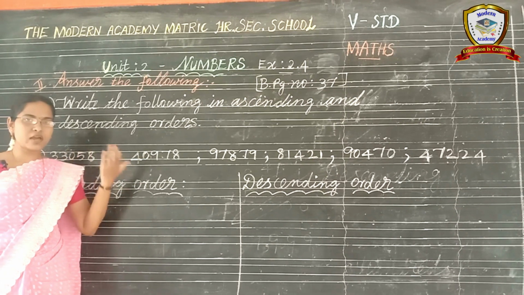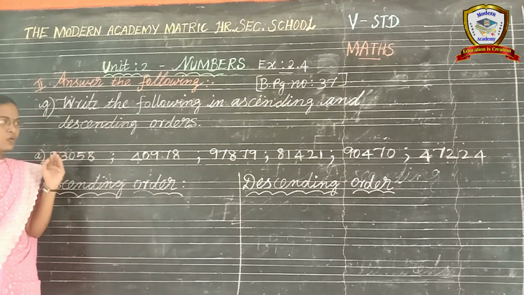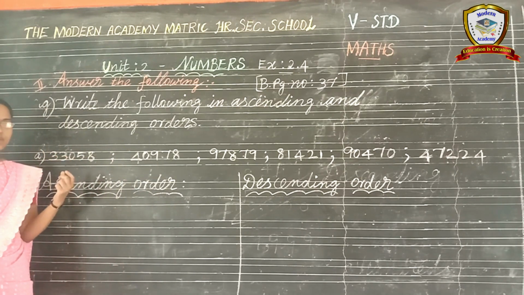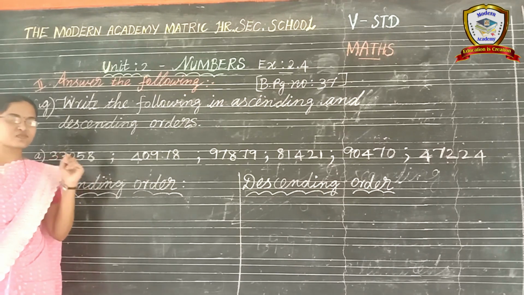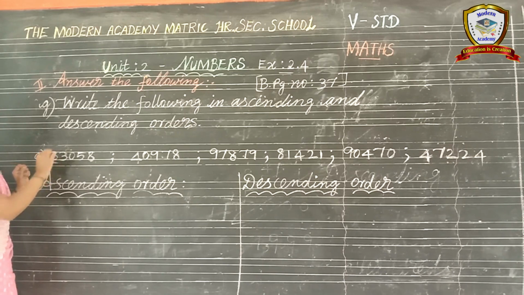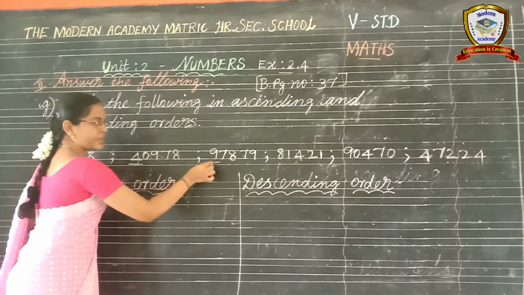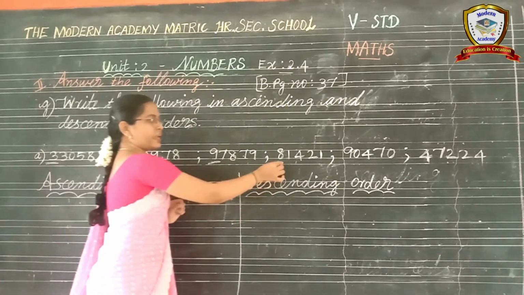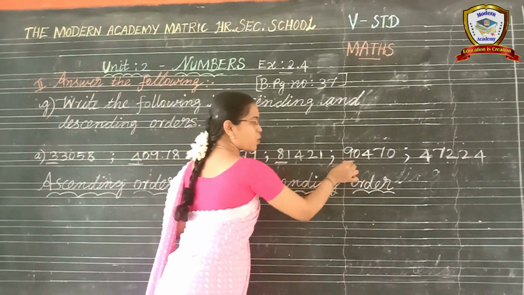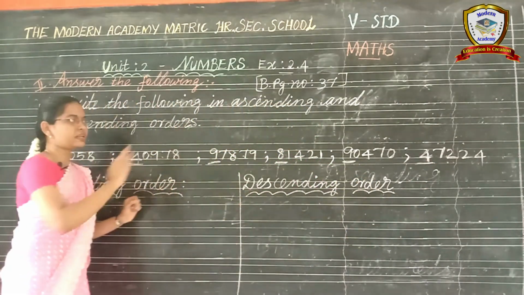If the number of digits is equal, then we have to follow the next step. What is the next step? You have to compare the digit values. That means from the left side, we have to compare the first number. Okay, left side first number, what is in this number? 3. Here, what is the first number? 4. Here? 9. Here? 8. Here? 9. Here? 4.